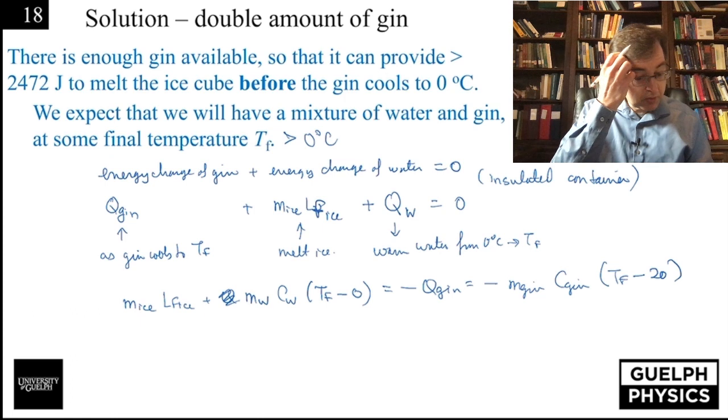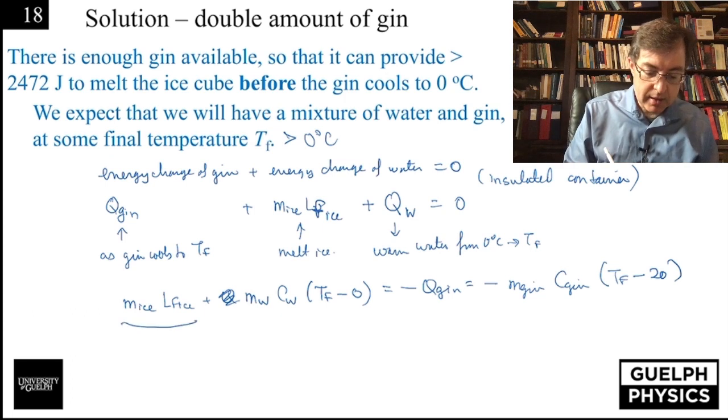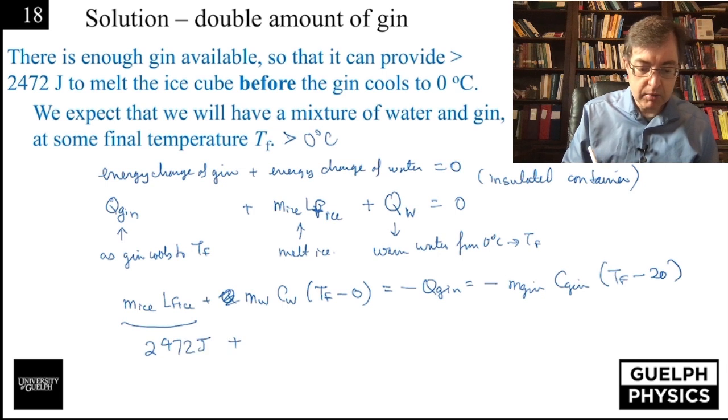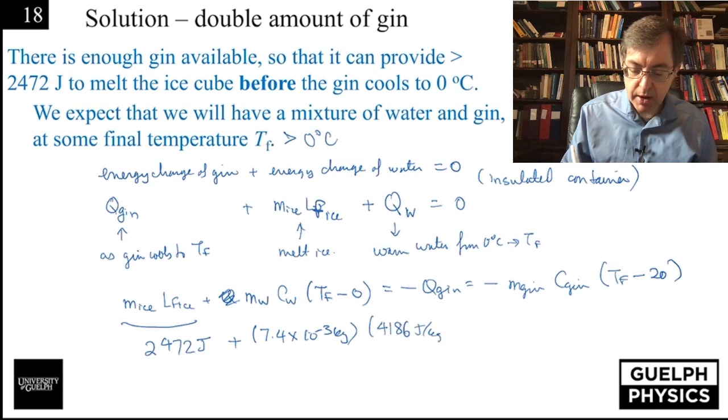And so now you can put the numbers in. This amount of heat is 2,472 joules that we calculated previously. The mass of the water here, the ice cube, is 7.4 grams. The heat capacity of the water now that you're heating up is 4,186 joules per kilogram per Kelvin. The final temperature is TF, and that is equal to minus.